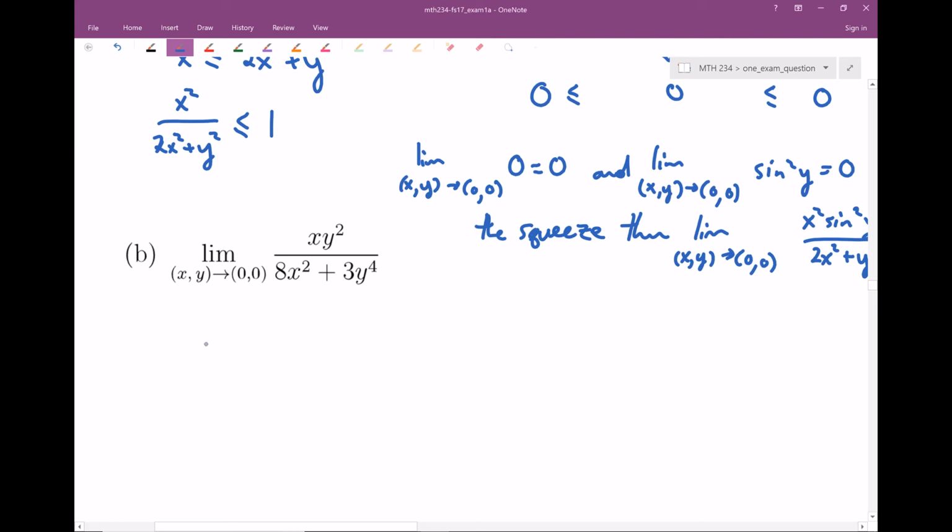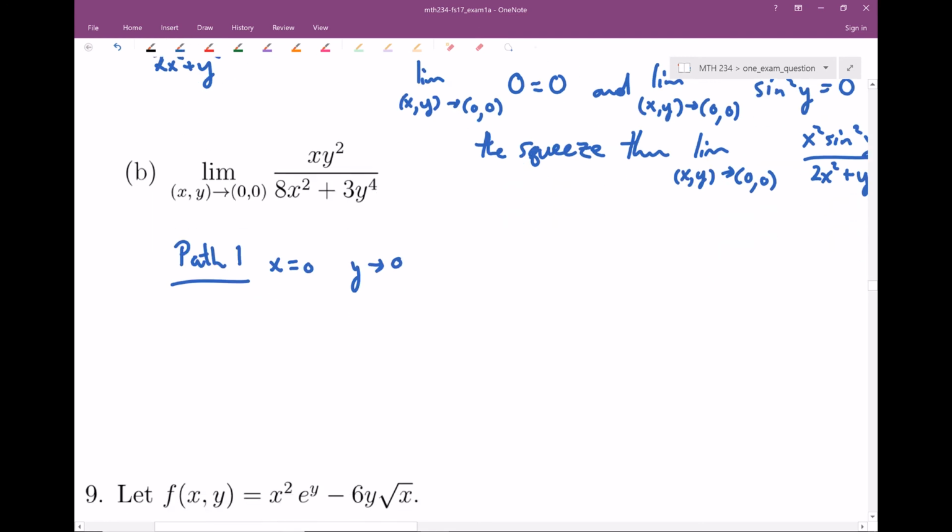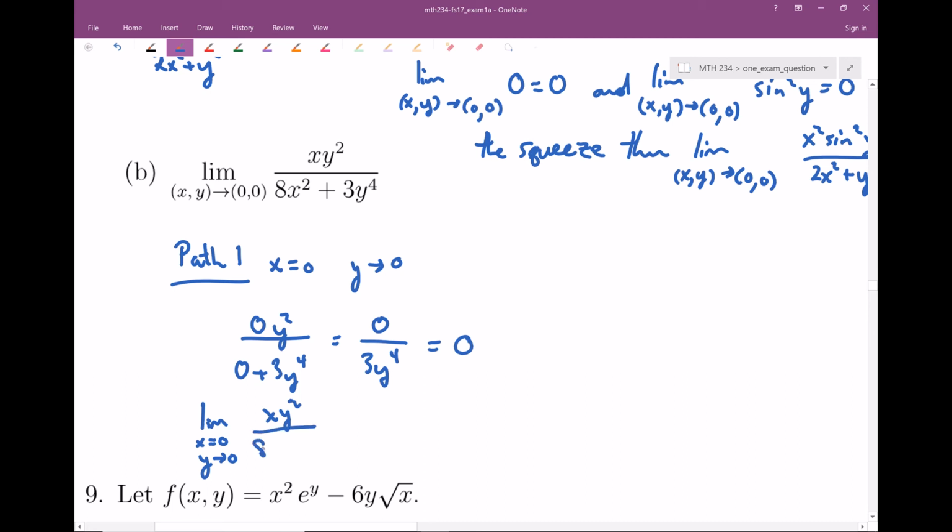So if I try something like maybe the path when x is equal to 0, I'm going to call this path 1 here, and I'm going to say x is equal to 0 and y is trending towards 0. So if x is equal to 0 here, what I'd have is 0 times y squared over 0 plus 3y to the fourth. And we're going to have 0 divided by something that's non-zero, right? This y isn't equal to 0, it's something that's non-zero that's getting closer and closer to 0. So when you take 0 and you divide it by any non-zero thing, you get 0. So this limit here, the limit when x is equal to 0 and y is tending towards 0 of xy squared divided by 8x squared plus 3y to the fourth, is going to be equal to 0. All right, so here's along our first path.